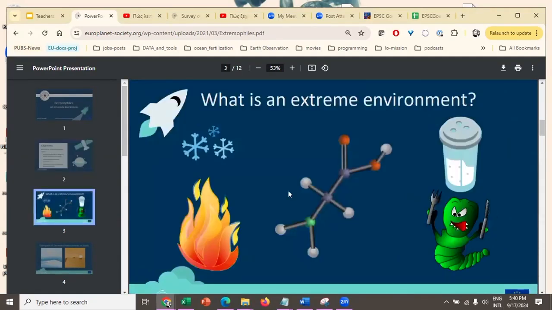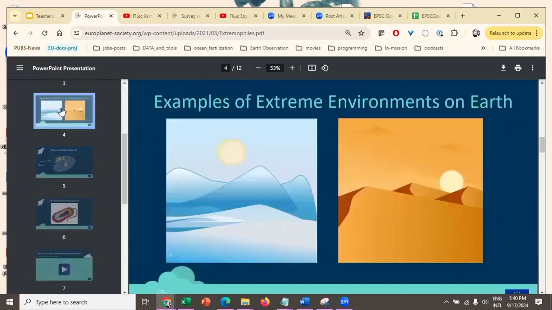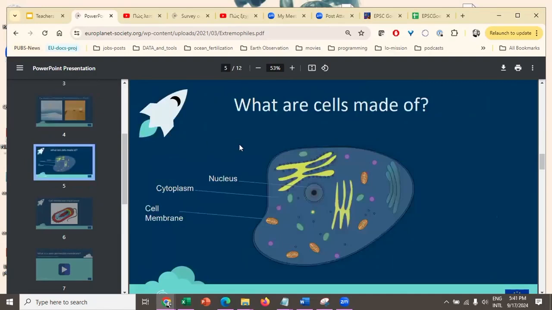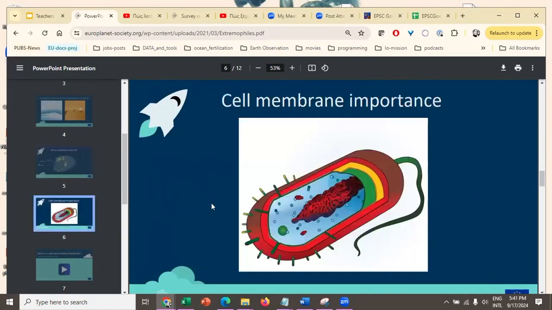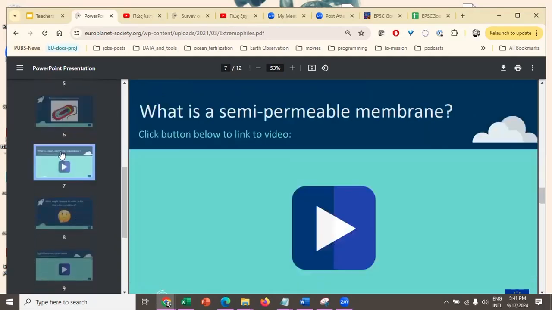Another discussion about what is an extreme environment. And then you can see examples of extreme environments on Earth, because we do have such environments on Earth. An introduction to the cell, pretty simplistic, but visually appealing, so that you can see the main components of the cell and the importance of the membrane in that case. And here we go, for example, to the video. Let me see if this is going to play. Yes.